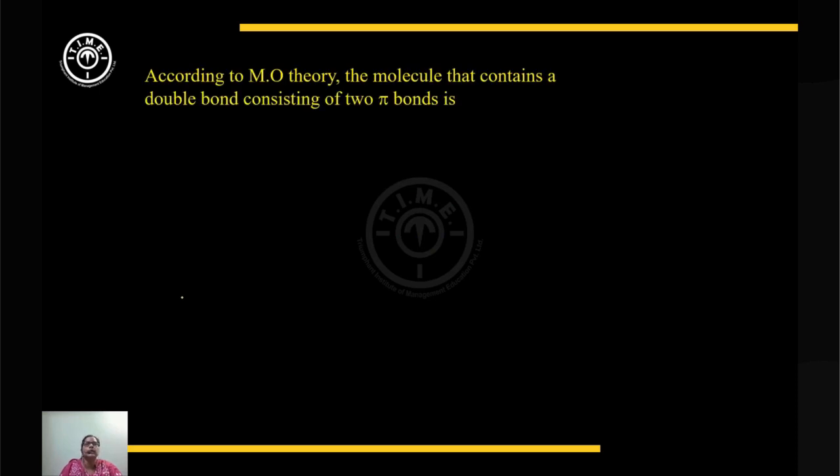According to molecular orbital theory, which molecule contains a double bond consisting of 2 pi bonds? Here 2 bonds are there, double bonds. Generally in chemical bonding, so far we studied that in a double bond, one is a sigma bond and one is a pi bond. But in this case, the double bond consists of pi bonds only. Let's take the examples.